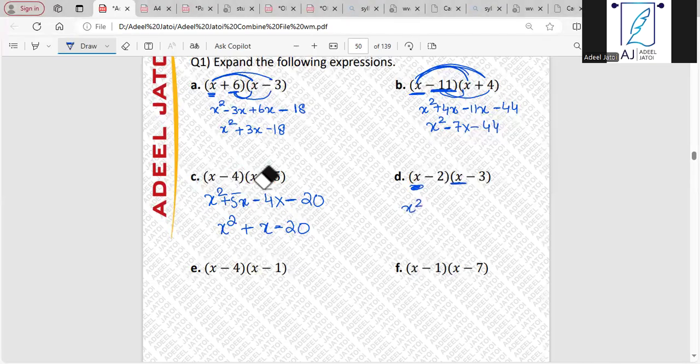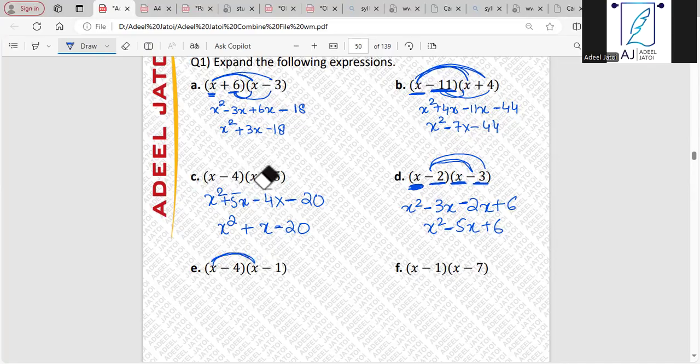Part D, moving on, let's say this x and this x becomes x squared. Then this x and minus 3 becomes minus 3x. Minus 2 into x becomes minus 2x. And minus minus is plus, 2 into 3 is 6. Sign of the greater number. So negative, negative, positive. So minus 3x minus 2x is negative 5x. X squared minus 5x plus 6.